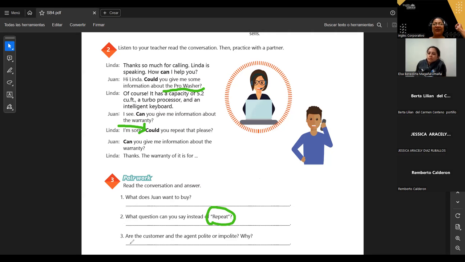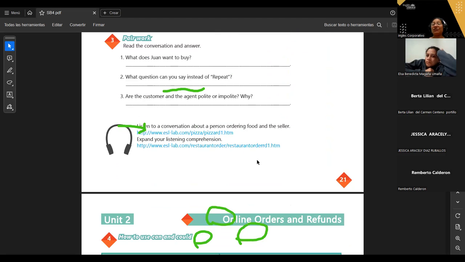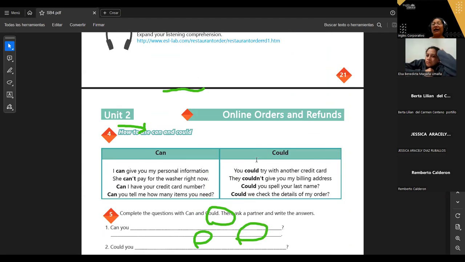In number three, are the customer and the agent polite or impolite? Are they polite or impolite? Polite. The vocabulary has been polite. Why? Good. Because the auxiliaries could and can are polite.